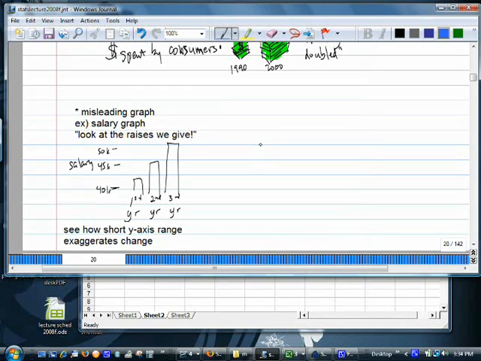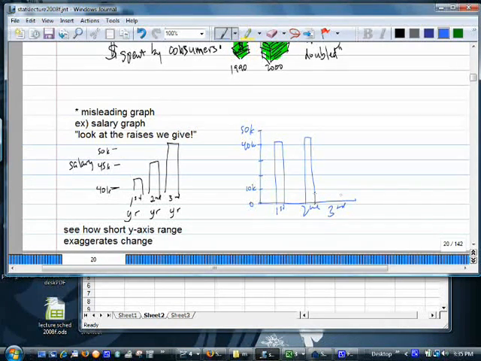So in your first year, you're making 42. In your second year, you're making 45, 46. And your third year, you're making just over 50. Which graph is correct? Both of them. But which one is not misleading? The one on the right.